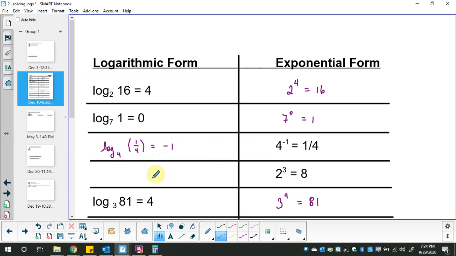So let's try it again here. The base is the base. The exponent is the answer, because remember this means power. And then the 8 sits here. So this says 3 2's multiplied together equals 8.